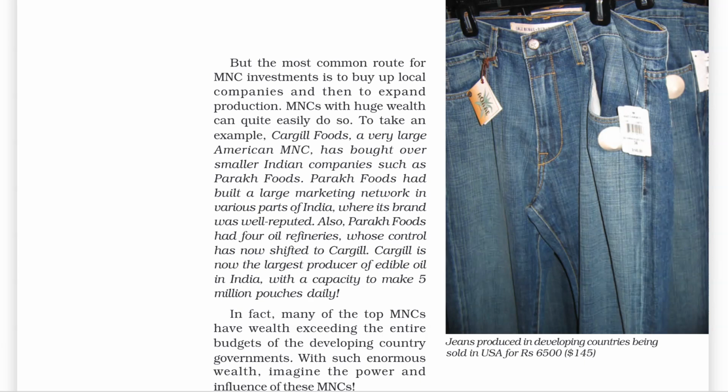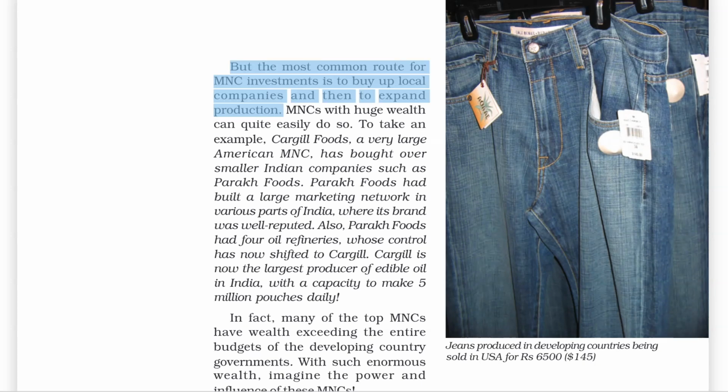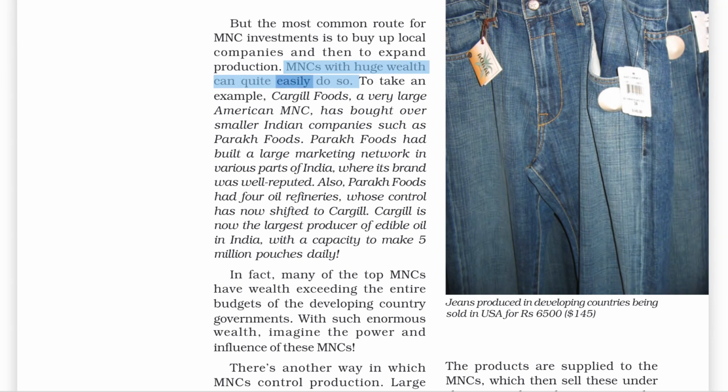But the most common route for MNC investments is to buy up local companies and then to expand production. MNCs with huge wealth can quite easily do so.